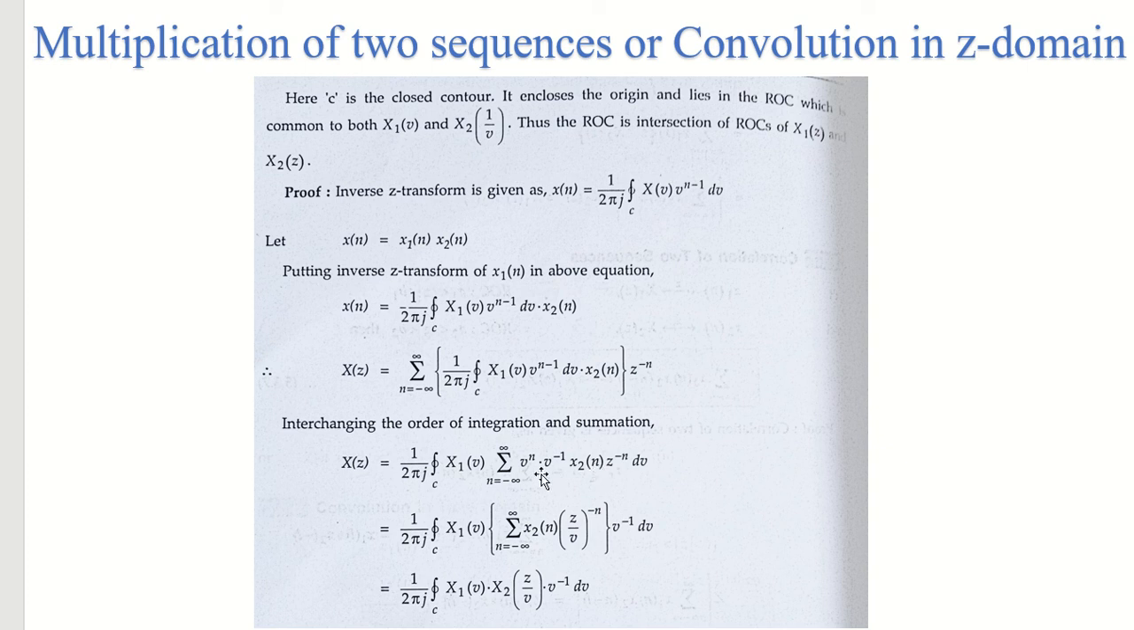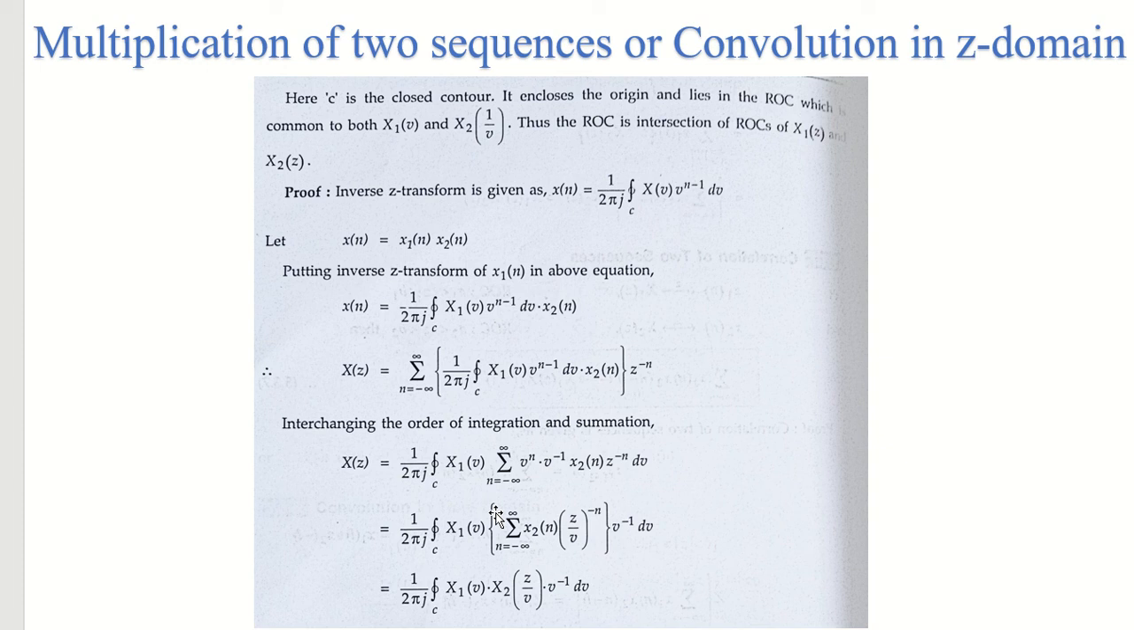Now if I take this v inverse outside of my bracket, outside the summation, doesn't the inside of it look familiar to you? The term inside the bracket, summation n equals minus infinity to infinity x2 of n z divided by v raised to minus n. Remember the time scaling property, right? It holds resemblance with it. So it is nothing but the Z transform of x2 at z by v, the basic scaling property we saw earlier in this class only. So this is it, simply.